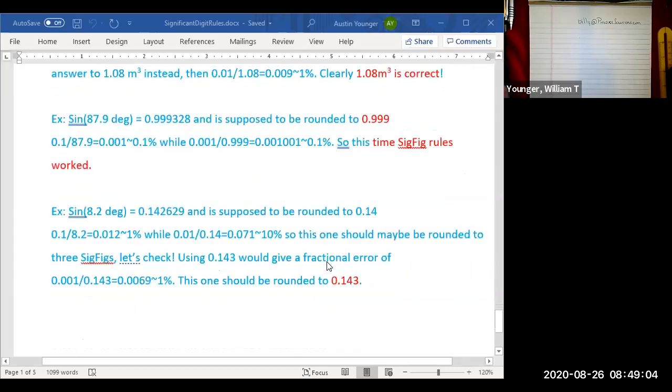If you do the sine of 8.2 degrees, you get 0.142629. Again, this is 2 sig figs though, so we should round that off to 0.14. If I do that, then the fractional uncertainty of the input is about 1%, and the fractional uncertainty of the output, which is 0.01 divided by 0.14, is nearly 10%. So it's really not a very good match, in which case we add another digit and it becomes 0.143. So 0.143 has a fractional uncertainty of 0.001 divided by 0.143, which is in fact more like 1%, which is what we have it for.